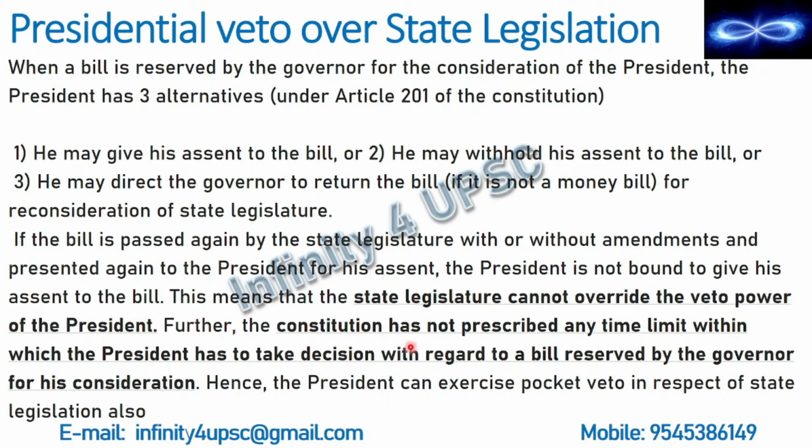Further, the constitution has not prescribed any time limit within which the president has to take decision with regard to a bill reserved by the governor for his consideration. Again, there is no time limit and hence he can exercise the pocket veto. Here it is absolute veto and here it is pocket veto. But in case of suspensive veto, actually not a suspensive veto, because suspensive veto means that you can veto it once. You can suspend it only once but not the second time. But here he can suspend it even for the second time. He is not bound to give the assent. So this is more than having a suspensive veto power.